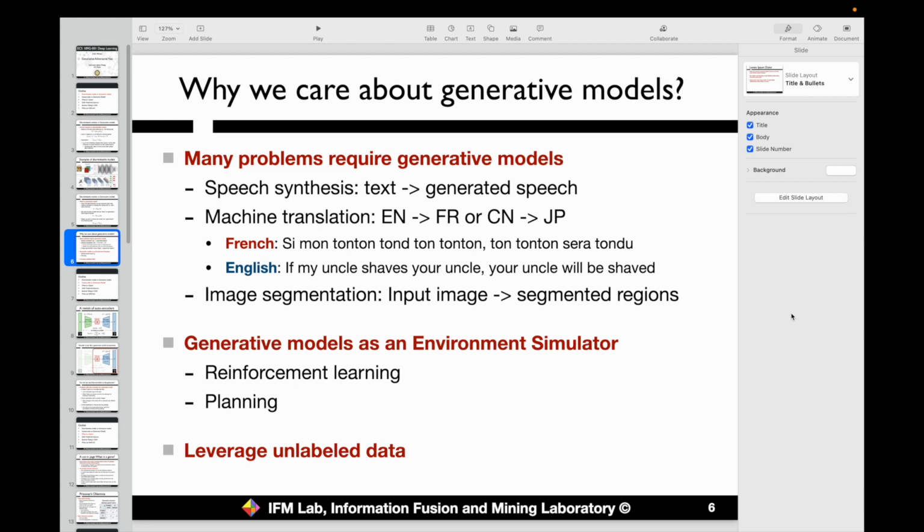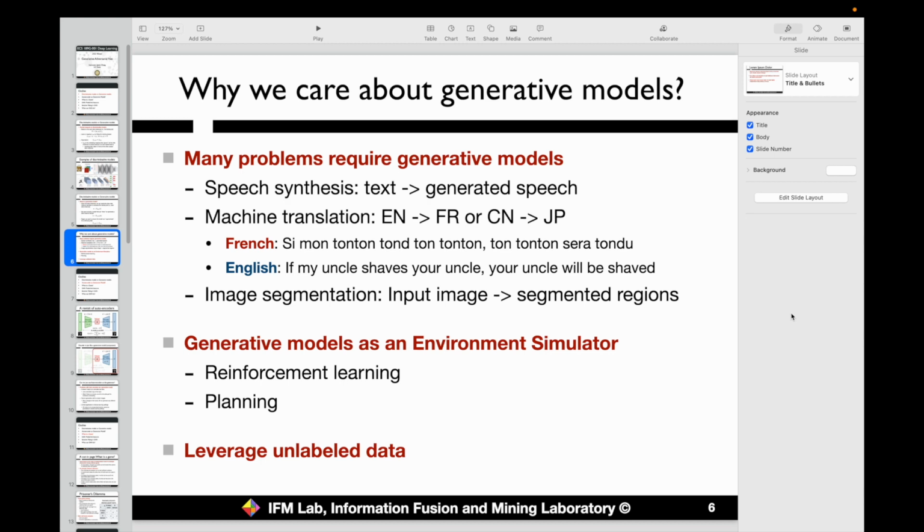And for some other tasks, we also need to involve this generation process inside the model design or model architecture, like image segmentation. Given the input image, how can we segment these regions? In other words, we have to generate these regions from the image, right? We also need to incorporate the generation process inside the model architecture.